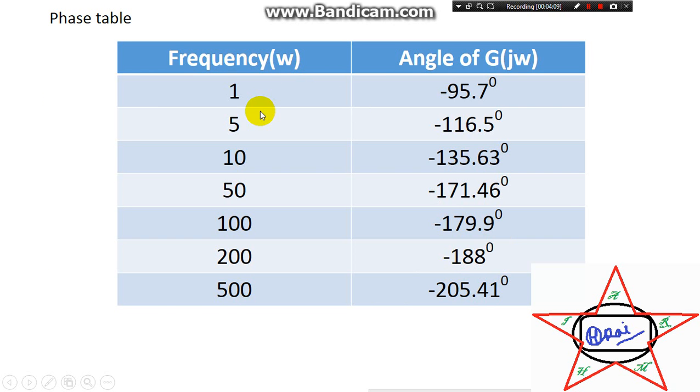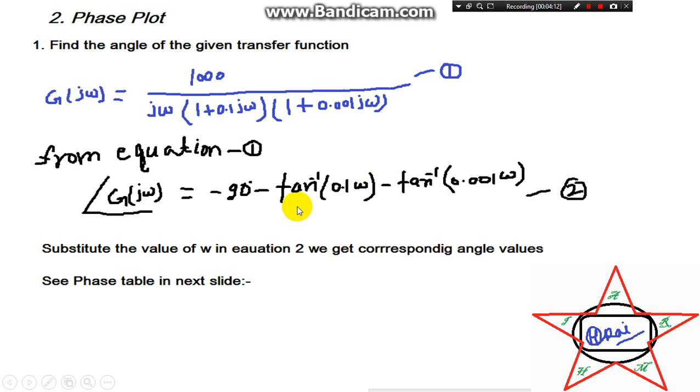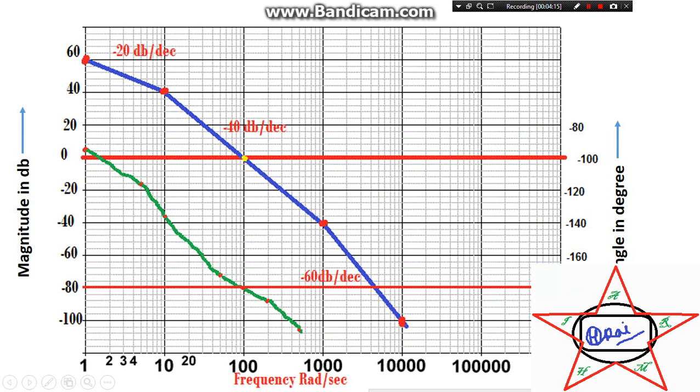We put these omega values in equation number 2, and you get the corresponding angle here. Now look at this semi-log graph. Already we have plotted this magnitude plot, minus 20 dB per decade, minus 40 dB per decade and minus 60 dB per decade, and we have discussed how we drew this. Now in the same graph sheet you will draw the phase plot also.